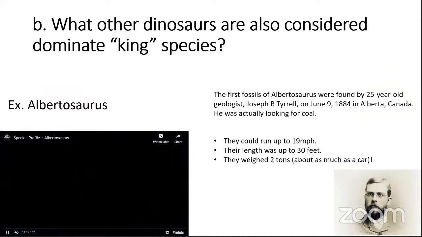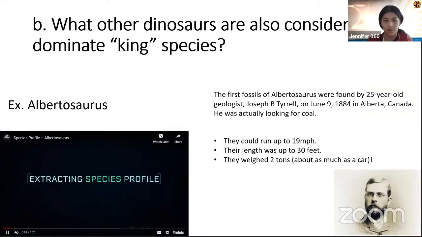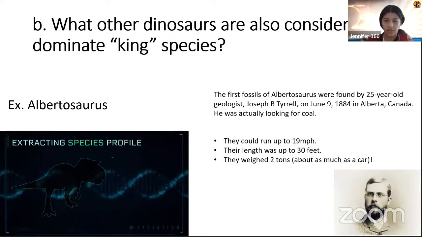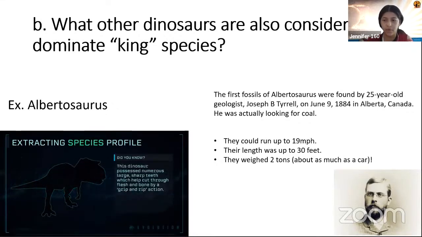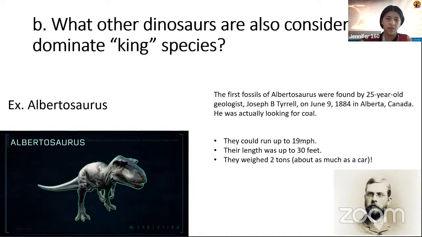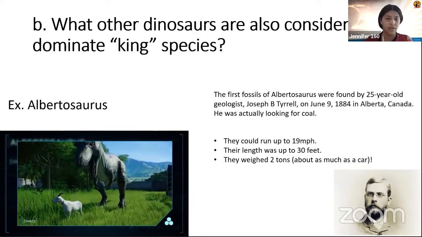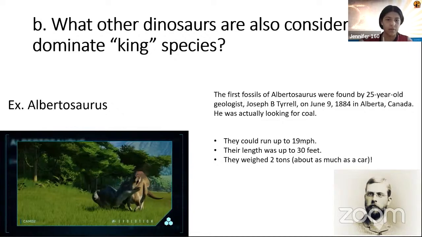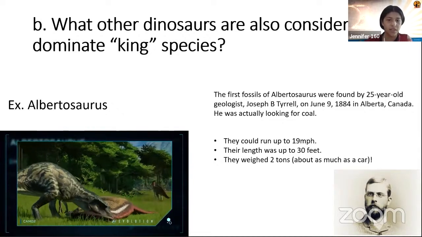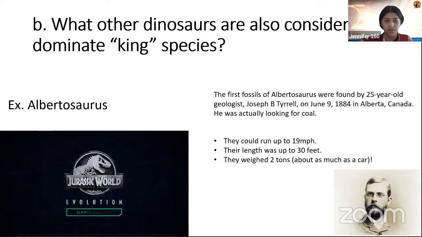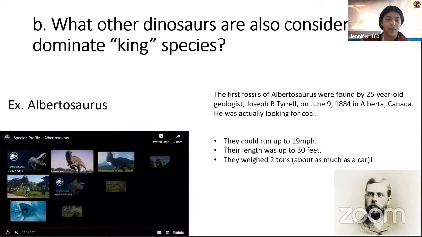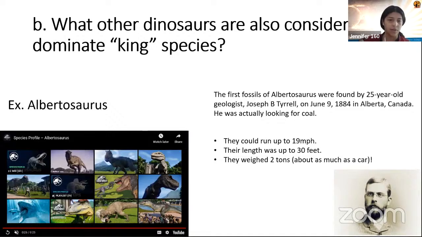What other dinosaurs are considered dominant king species? Well, other dinosaurs considered king species would be the Albertosaurus. The first fossils of Albertosaurus were found by a 25-year-old geologist called Joseph B. Tyrrell on June 9th, 1884 in Alberta, Canada, when he was actually looking for coal. They could run up to 19 miles per hour. Their length was up to 30 feet, and they weighed 2 tons, pretty much as a car.